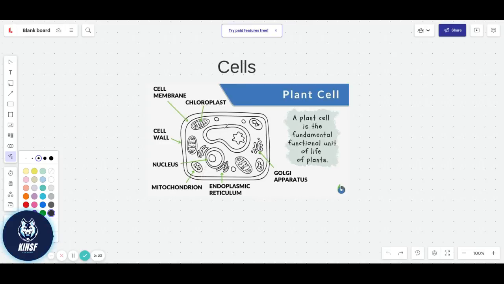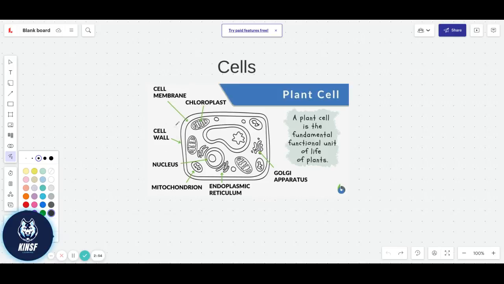So the vacuole is basically where all the food or energy is stored. Plants have one big central vacuole, but animals have many. And also one more thing, chloroplasts are only in plant cells. Also, the cell wall is only in plant cells. We'll cover that next.